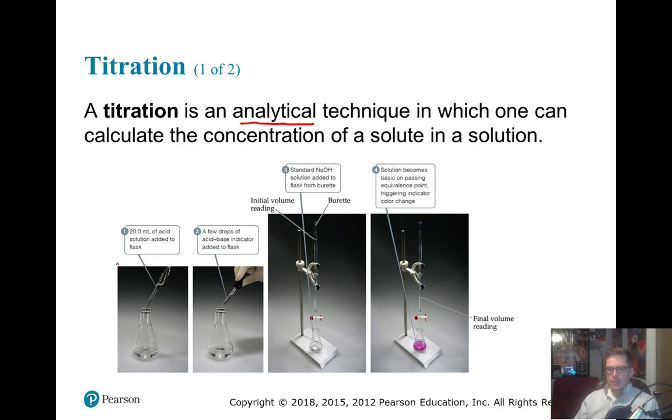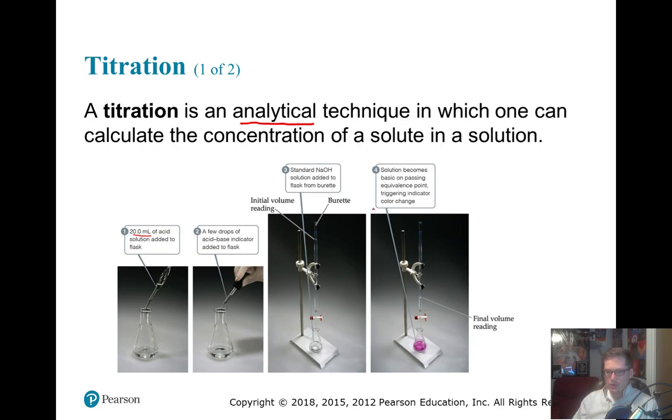Okay, so in their little diagram here, they have their Erlenmeyer flask and they're adding 20 milliliters of an acid. Now they don't know the concentration of this acid, but they've added it to this flask and they're going to use titration in order to figure out what the concentration is. Then they add an indicator. Okay, in this case, I think they're using phenolphthalein. So they use this indicator that's going to change color when your solution goes from being acidic to basic, right? Because when you're acidic, you've got more acid in there. Once you're basic, you've got more base in there, right?